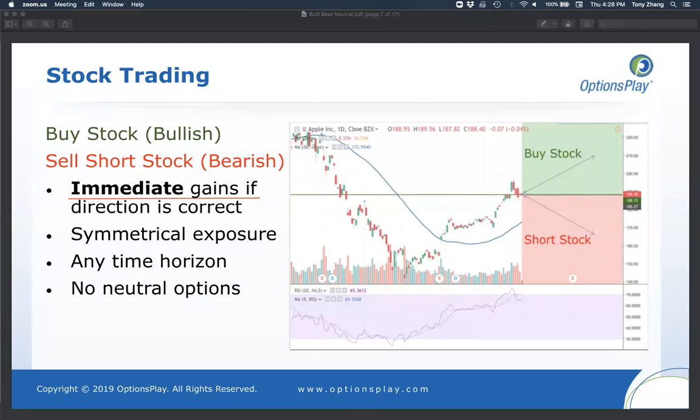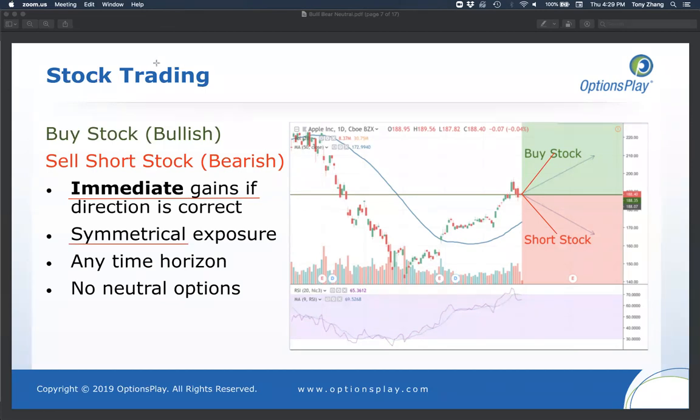Meaning, if the stock is trading at, in this particular case, this is Apple stock at the time, trading around 189. Basically, if you're buying that stock, as soon as that stock goes up even by a penny, you'll start making money. If you're shorting that stock, as soon as that stock moves down by a penny, you'll start making money. So this is what we consider immediate gains if the direction that you call is correct. And it also has what we call symmetrical exposure.